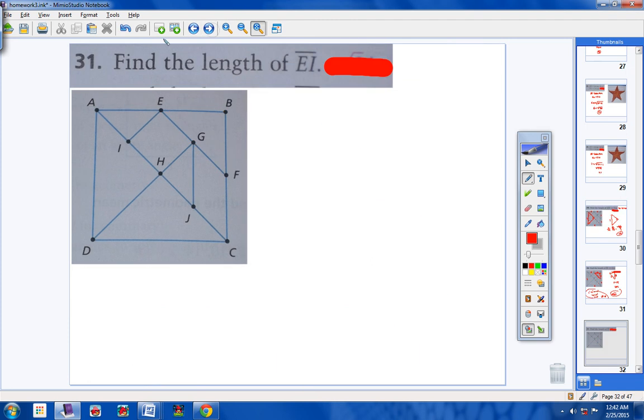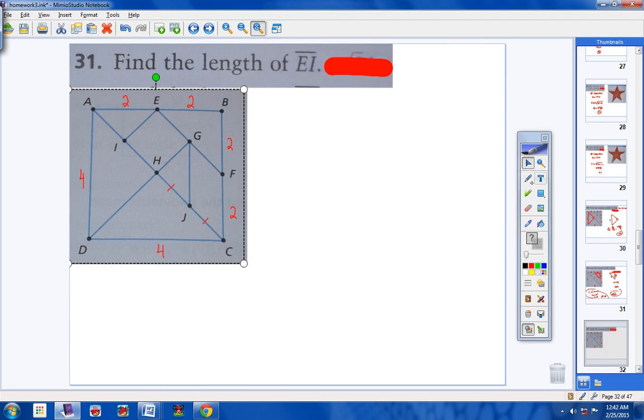Alright, let's take a look here at number 31. Find the length of EI. Now here's EI right here, got it? So look, I've got a little triangle right here. That's a 45, 45, 90 triangle right here. And this length here is 2. Now I'm going to find this length here. Now remember, this is the right angle here. So this is the hypotenuse.